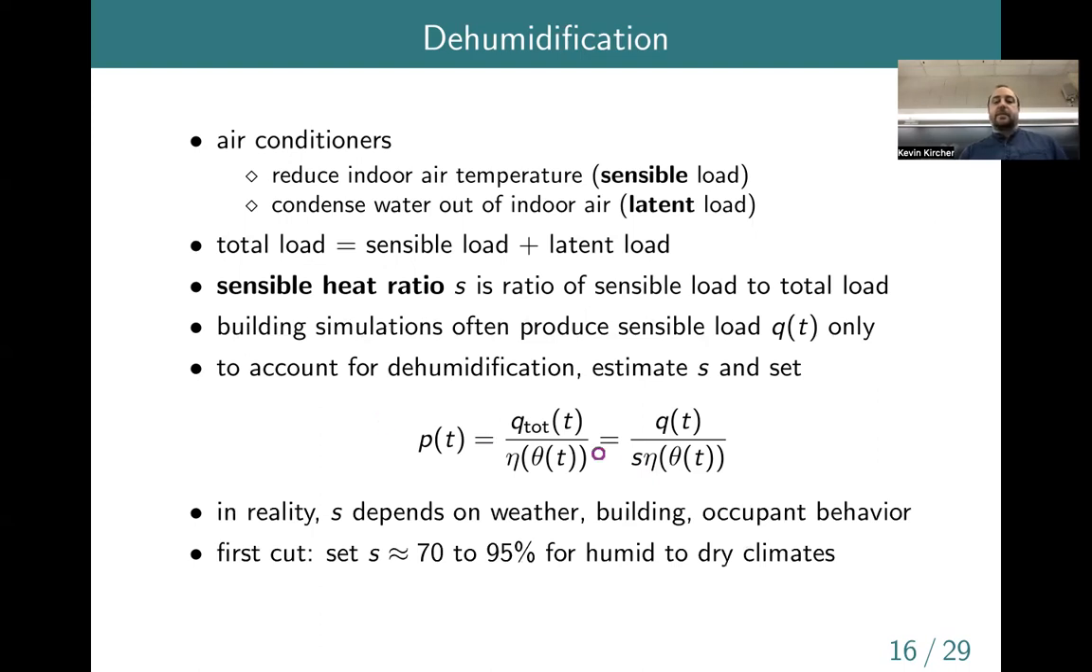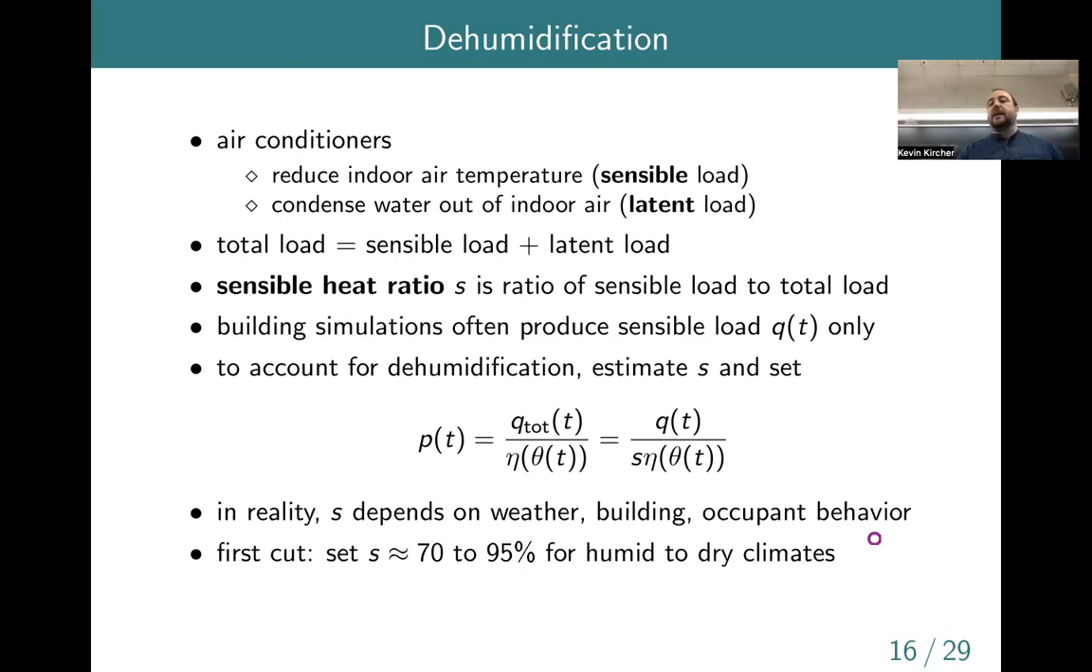Okay, so then the important thing here is this sensible heat ratio S. And in reality, this is a very complicated thing. It depends on a lot of stuff. It depends on the weather. It depends on how humid or moist it is inside the building as well. So outdoor humidity, indoor humidity. It depends on the coil temperature. You can imagine a really cold coil might condense more moisture out of the air, and other things as well.